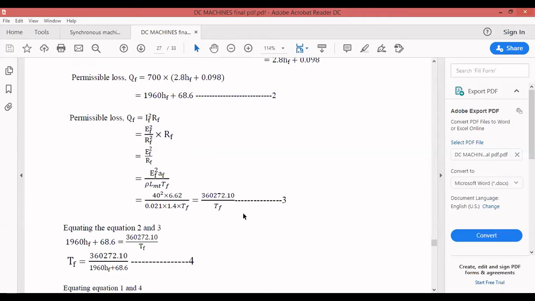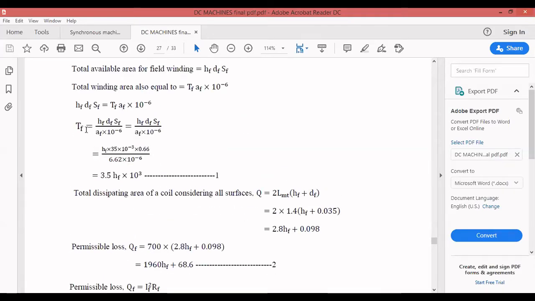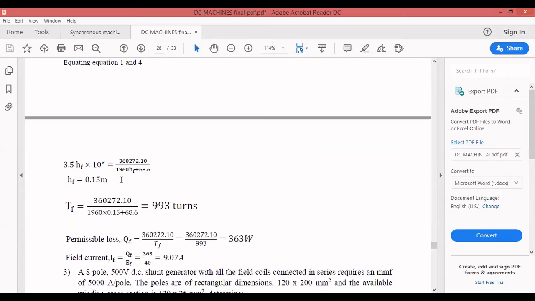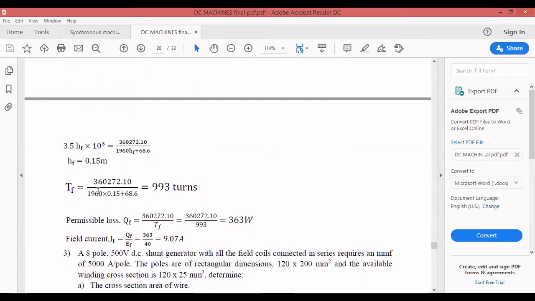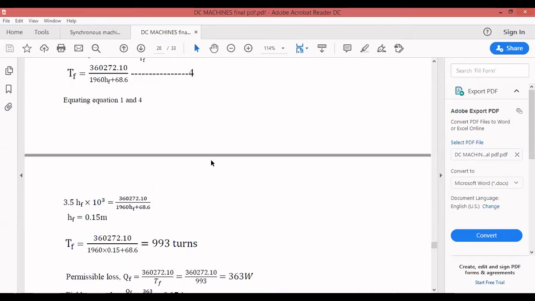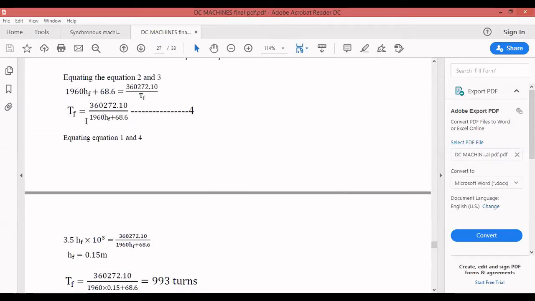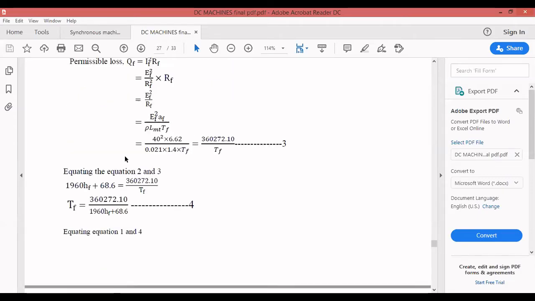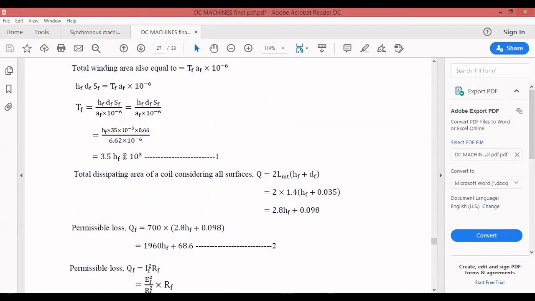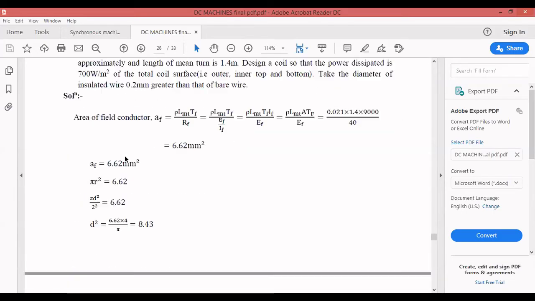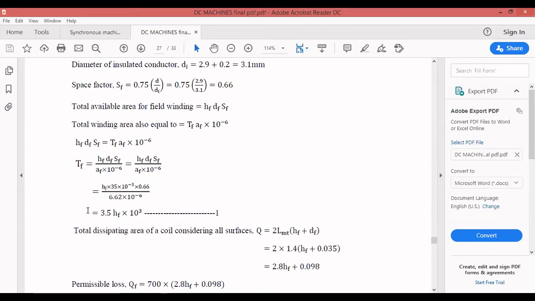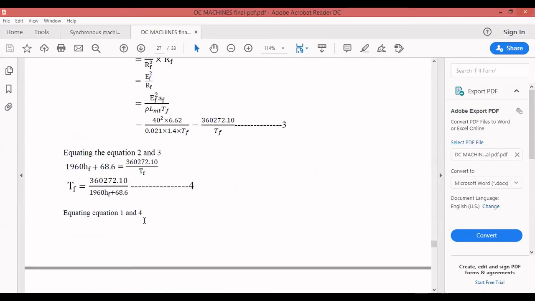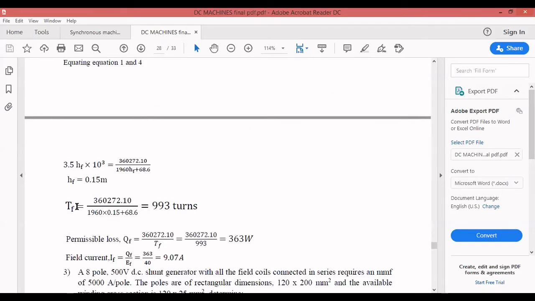This is equation 4 and you have equation 1 here. Both are in terms of TF. Equating 1 and 4, what you get? You get HF. Once you get HF, you can calculate TF. In terms of HF you can calculate. So here in equation 1, TF is equal to 3.5 HF. So finally, you can calculate HF. Once you know HF, you can calculate TF.